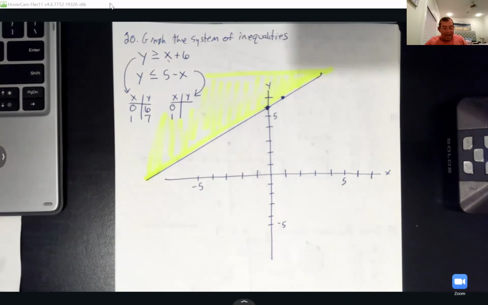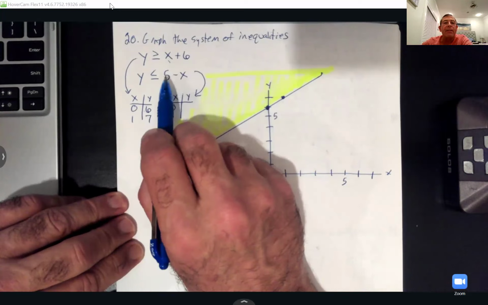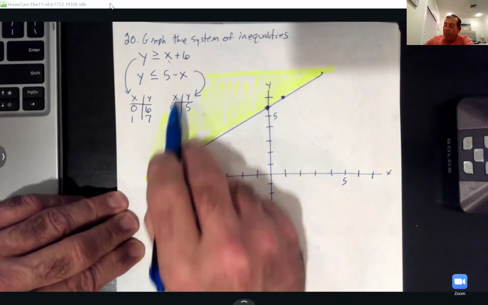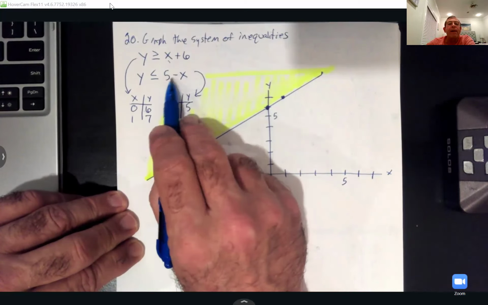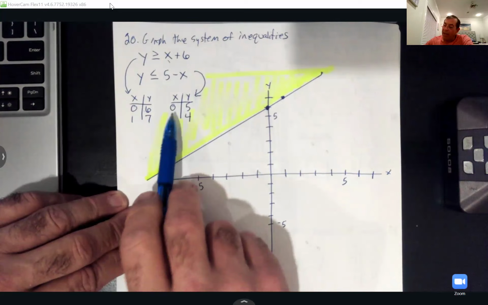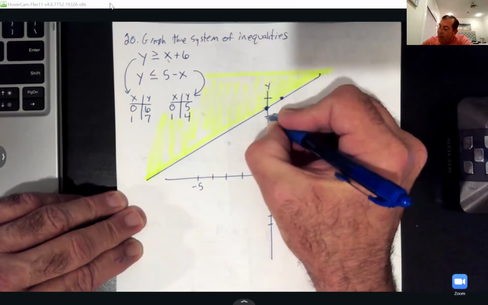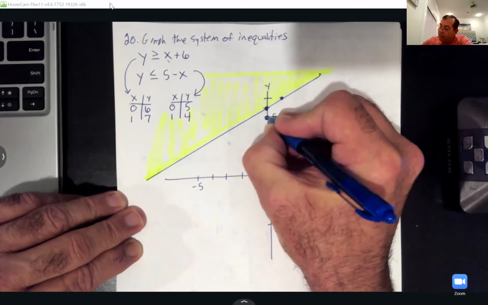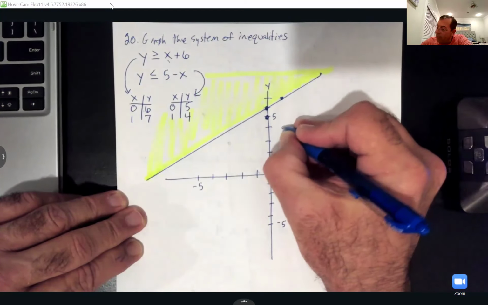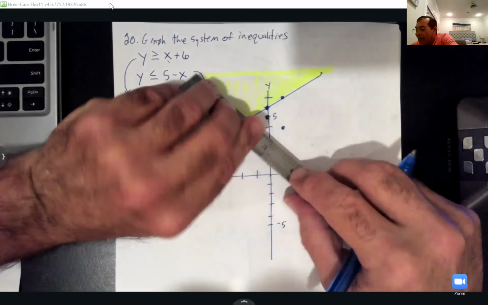Now we do the second line. So the second one, if I put a 0 in for the x, 5 minus 0 is 5. If I put a 1 in for the x, 5 minus 1 is 4. So now let's plot these points. 0, 5 will be 0, up 5. 1, 4 will be right 1, up 4. All right, so that's going to be a solid line also.